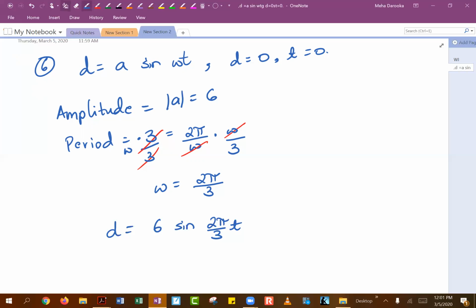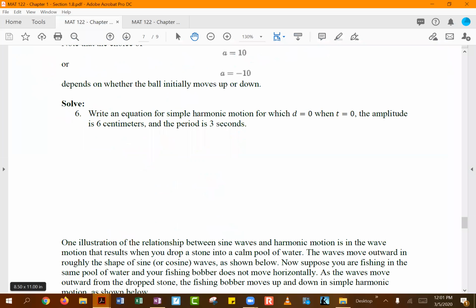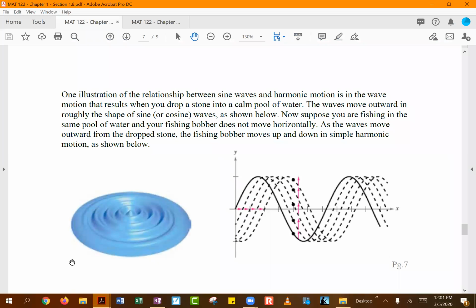Okay. So that was just kind of coming up with a basic equation here. Now they're talking about where else you can think about this harmonic motion. They're talking about the relationship between sine waves and harmonic motion in wave motion. Think about what happens if you drop a little stone in a pool of water. You see that rippling effect, right? The moment that stone hits the water, it's going to start rippling outward.